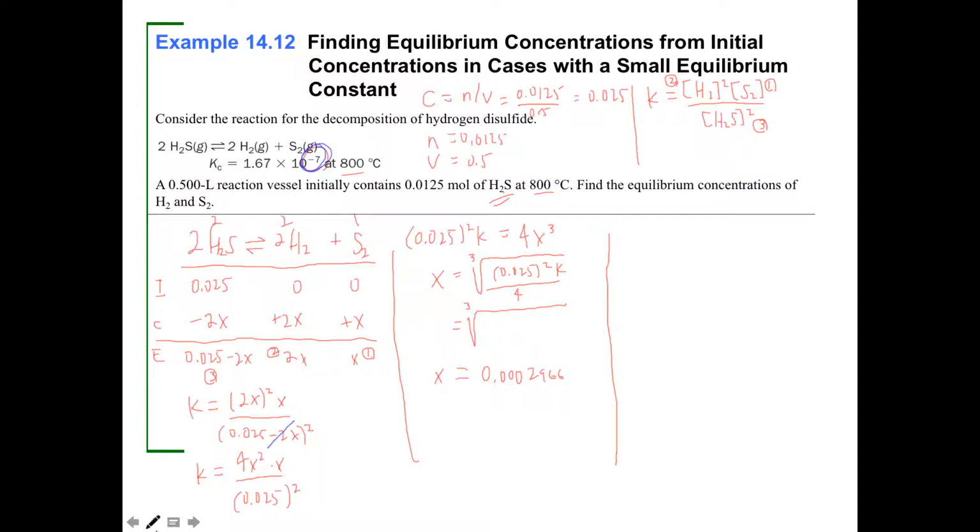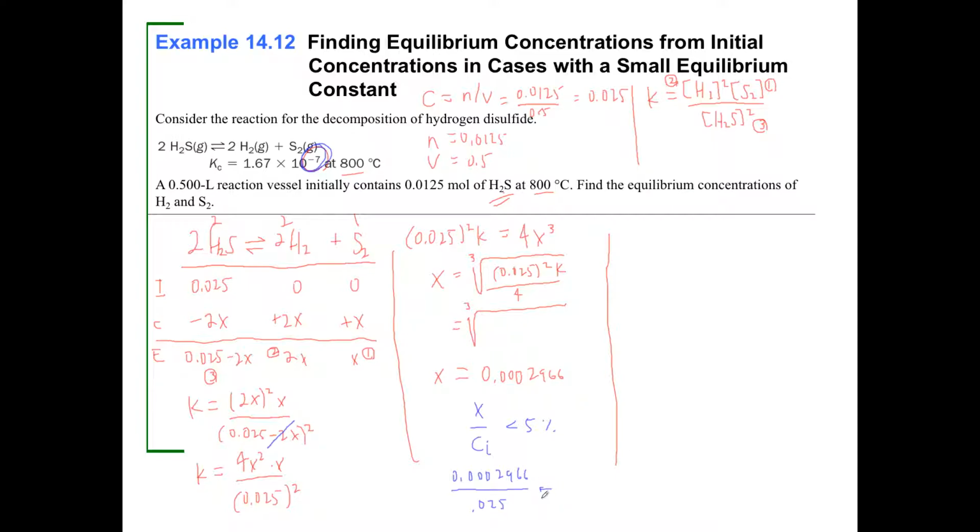Okay. Now here comes our assumption, and I'm going to change this to blue. This is the whole point of this section. Here comes the assumption: is x over the initial concentration less than 5%? Okay, so x is 0.0002966, and my initial concentration was 0.025.